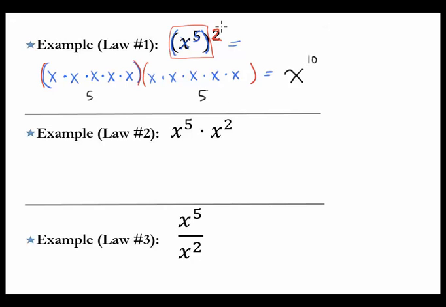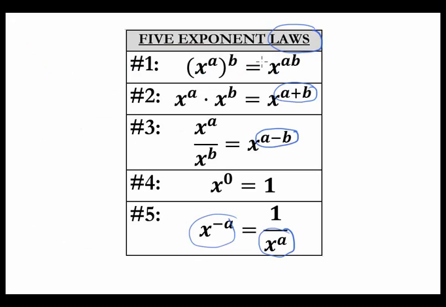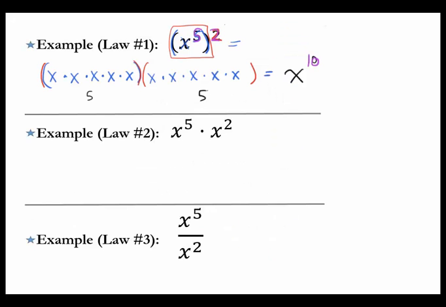Then we think, what could I do with the numbers 5 and 2 in order to get to the number 10? The answer is you multiply them. That is law number 1. What do I do when I raise a power to a power? You multiply the exponents. Let's keep going. An example of law number 2: x to the fifth times x squared.